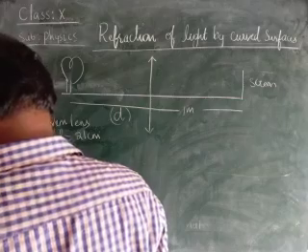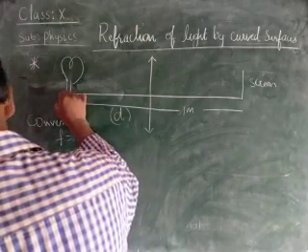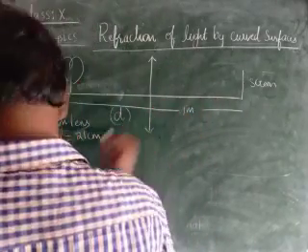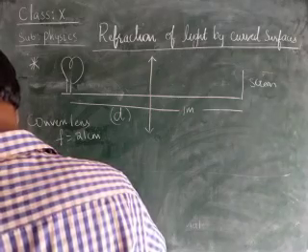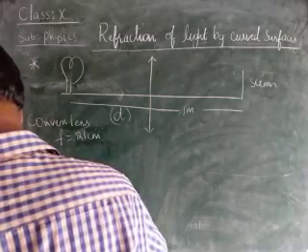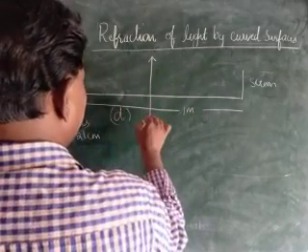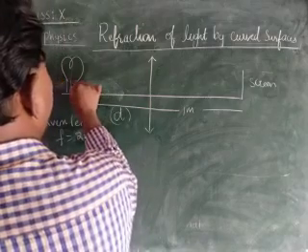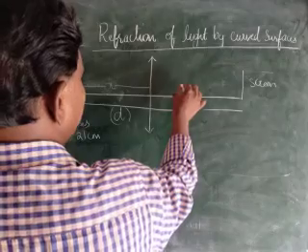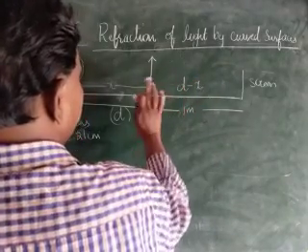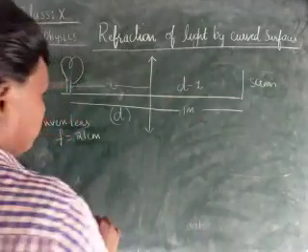Now let the distance between the lamp and the screen be d, that is equal to 1 meter, children. Next, if this is 1 meter in total, then we take the distance from the lamp to the lens as x centimeter. Therefore, what is the remaining distance, children? If this is x centimeter, then the remaining is d minus x, children.